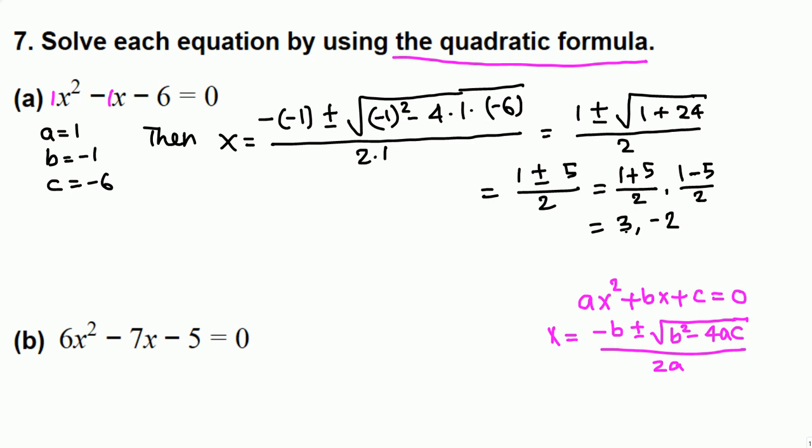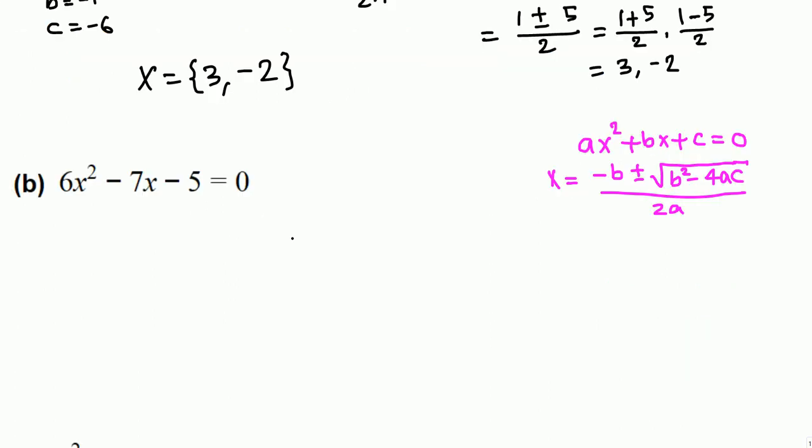If we plug these numbers into this equation, we get left hand side equals 0. Thus 3 and negative 2 are solutions. So x equals 3 and negative 2. We can put braces around it, but we don't have to. Let's move to the second question.